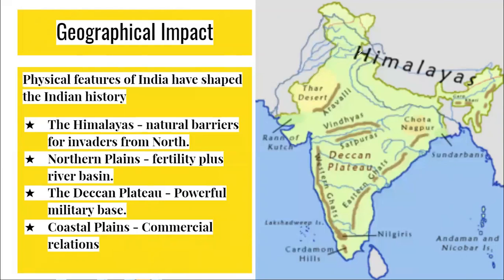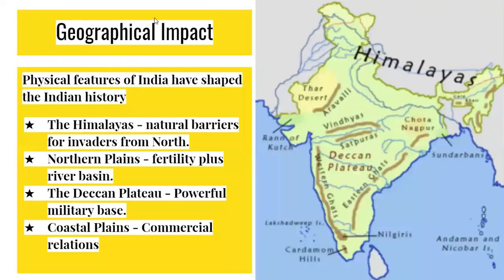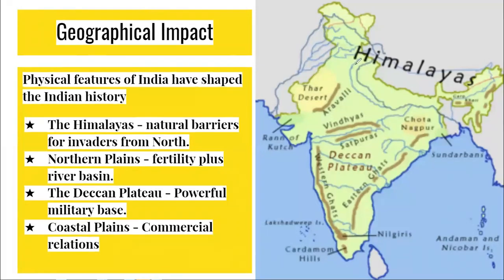Right. So, kids, you have the northern plains here. All right. So these are the northern plains, right? Now, in the northern plains, you see, you have the Ganga River, and these rivers, all of them flowing through.